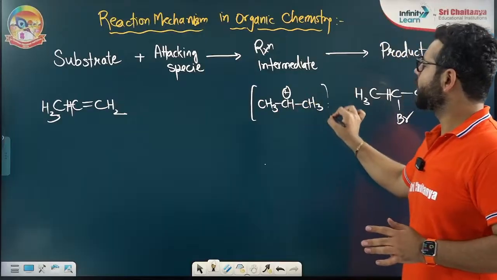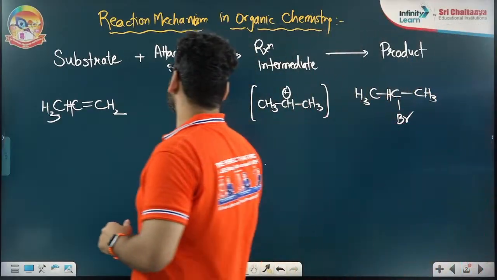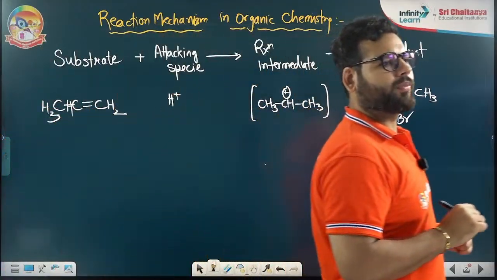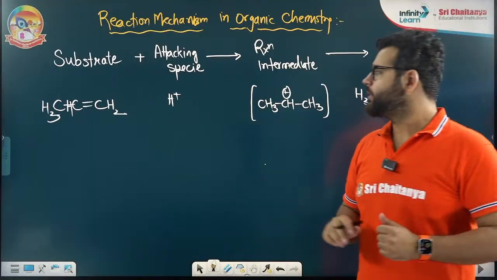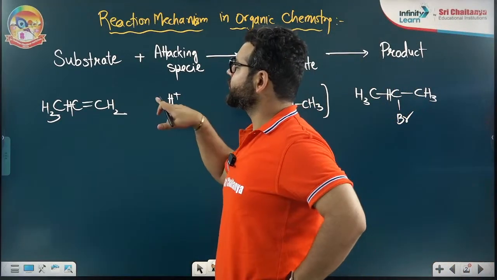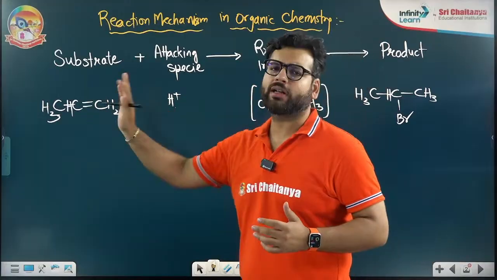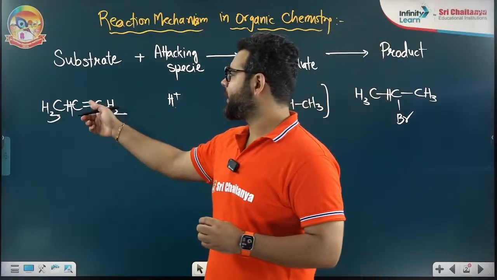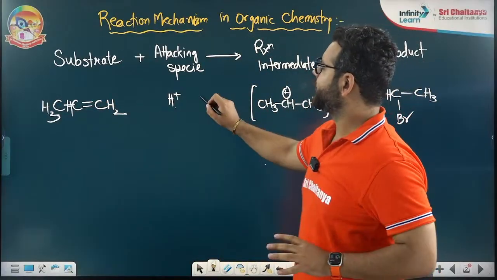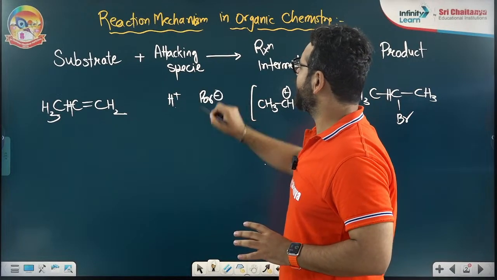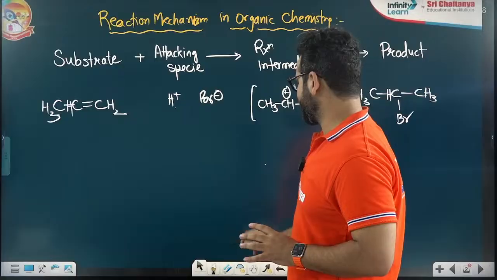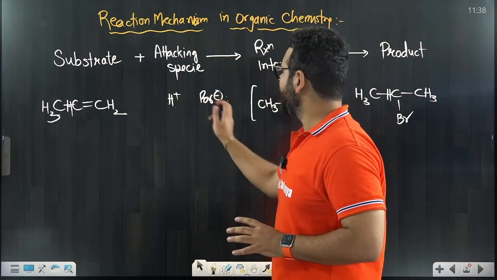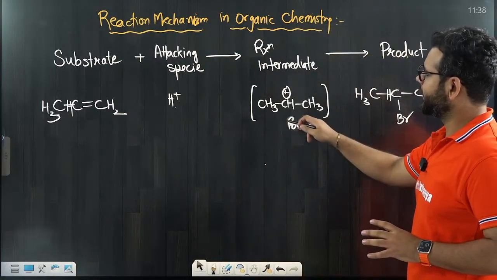The intermediate is this carbocation, and the attacking species here will be H positive coming from HBr. So it is going to be called an electrophilic addition reaction, because overall what is happening here? An addition is happening. There was a pi bond, and in that pi bond, HBr is added. Actually, H plus adds first, and then finally Br minus comes and adds here like this.